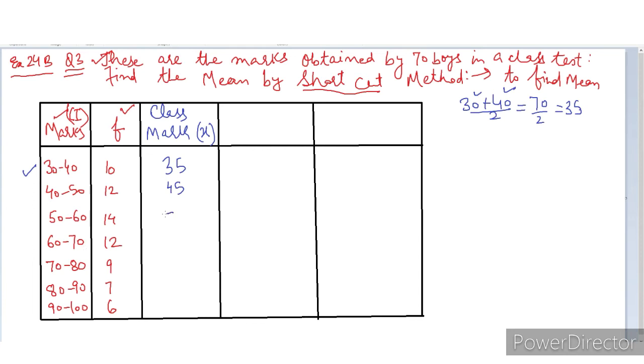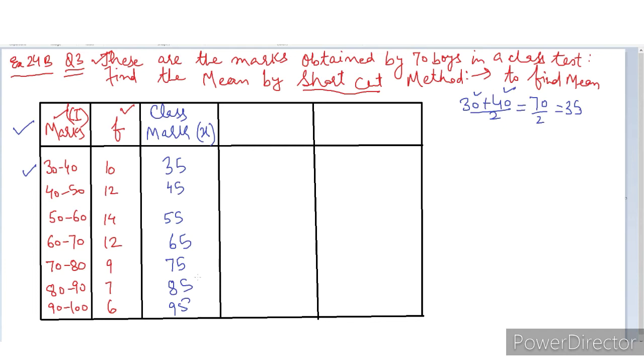50 to 60 we will have 55. 60 to 70 will be 65. 70 to 80. See students, I am writing the class mark only by looking at the class interval column. I am not doing anything with the frequency or the second column. Now 70 to 80 means 75. 80 to 90, the class mark would be 85, and 90 to 100 will be 95. This is the third column we are going to add from our own side.